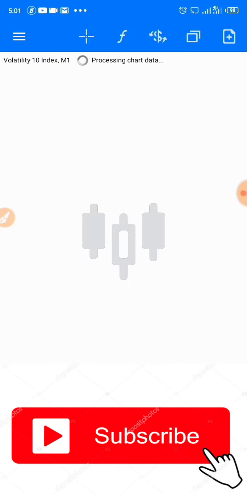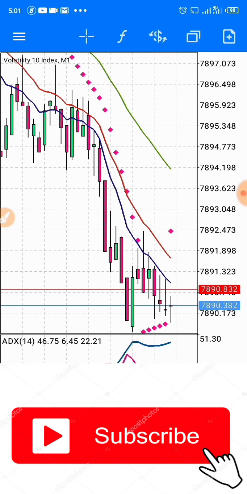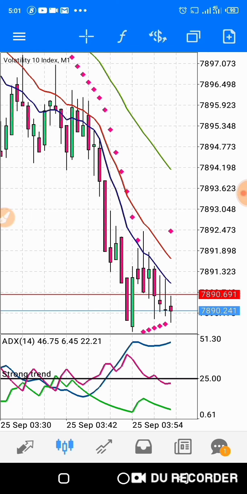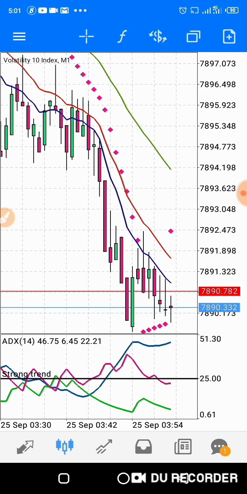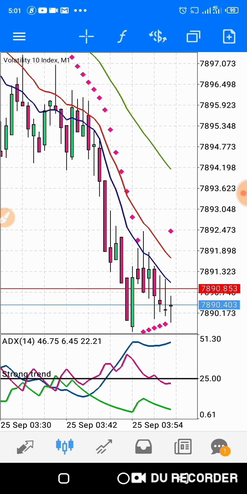You will always see a signal no matter what. You always see a signal, so do not hurry yourself to place a trade. Just watch the chart in order for you to get a good signal before you place a trade. You can see on volatility index 10 we are having a downtrend here.